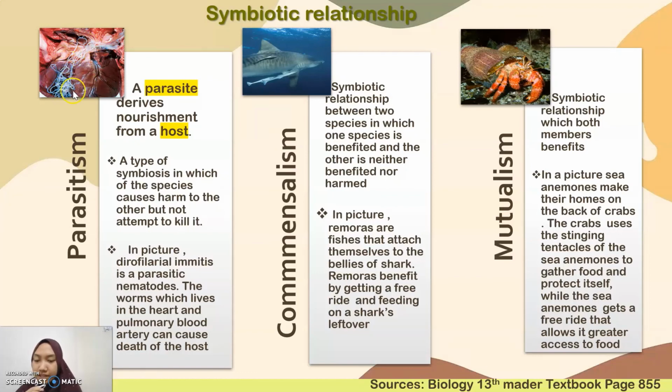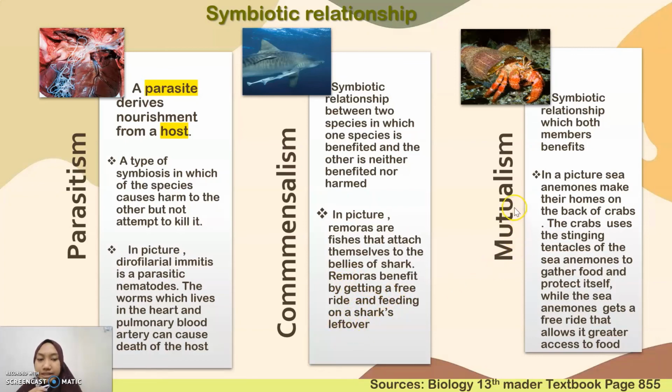These worms live in the heart and the pulmonary artery and can cause the death of the host. Next is commensalism. Commensalism is a symbiotic relationship between two species in which one species is benefited and the other is neither benefited nor harmed. In this picture we can see the remoras, which are these fish, attached to the bellies of sharks. The remoras benefit by getting a free ride and feeding on a shark's leftovers.